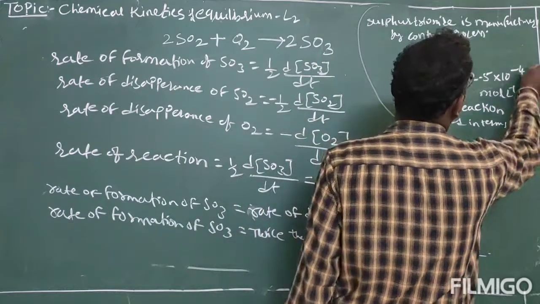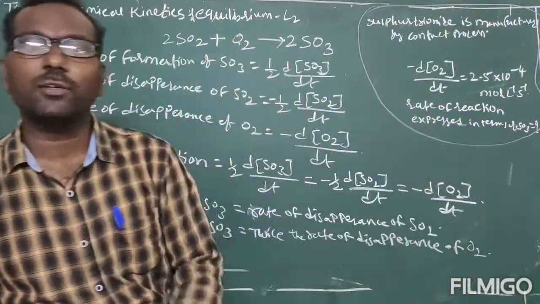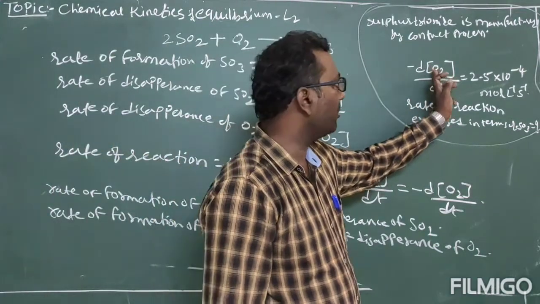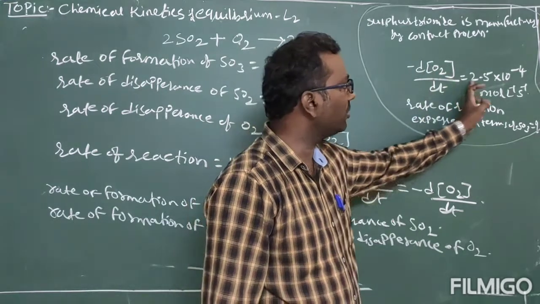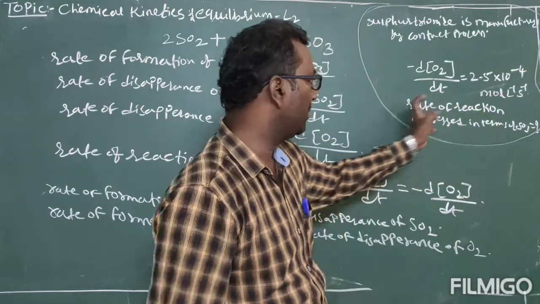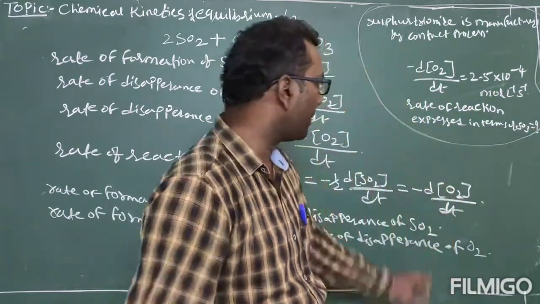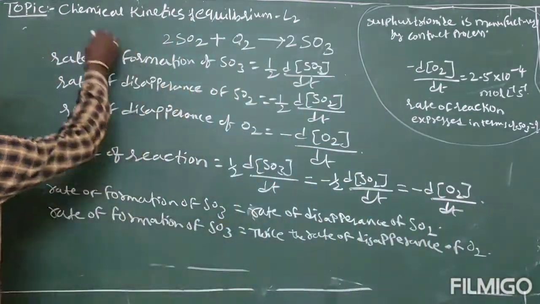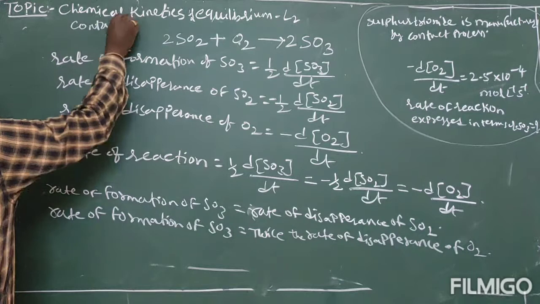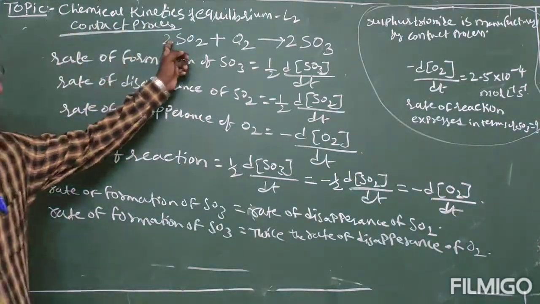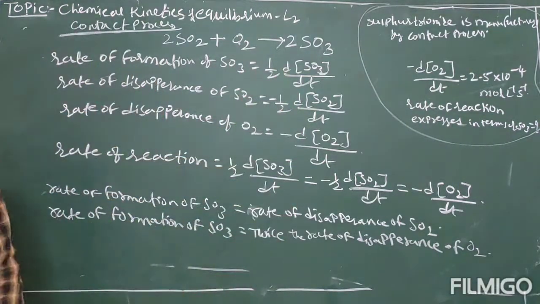Sulfur trioxide is manufactured by using contact process, and this is the rate of reaction of oxygen equal to 2.5 into 10 power minus 4 mole liter inverse second inverse. You have to express the rate of reaction in terms of SO3. Now contact process means this is the reaction. The same you have to do, everything the same procedure again.